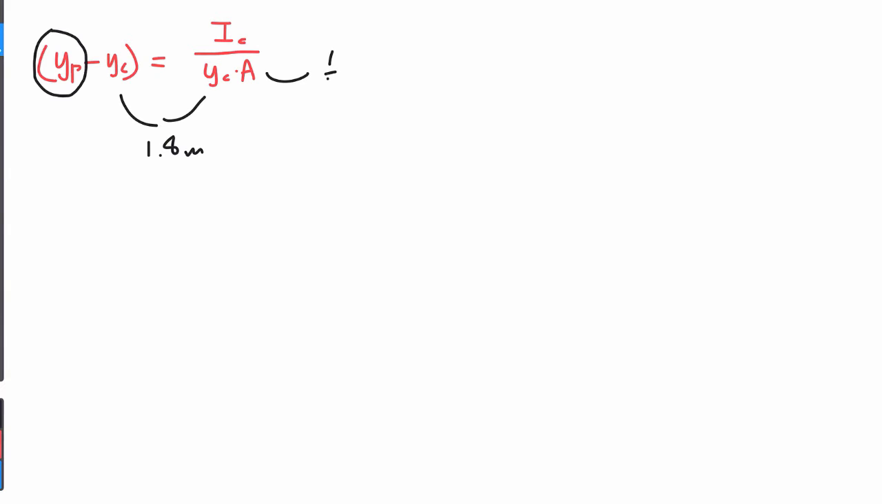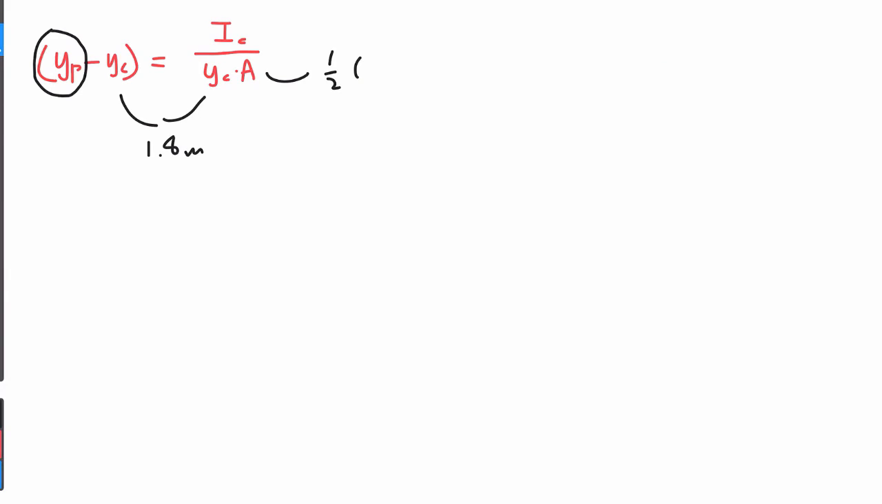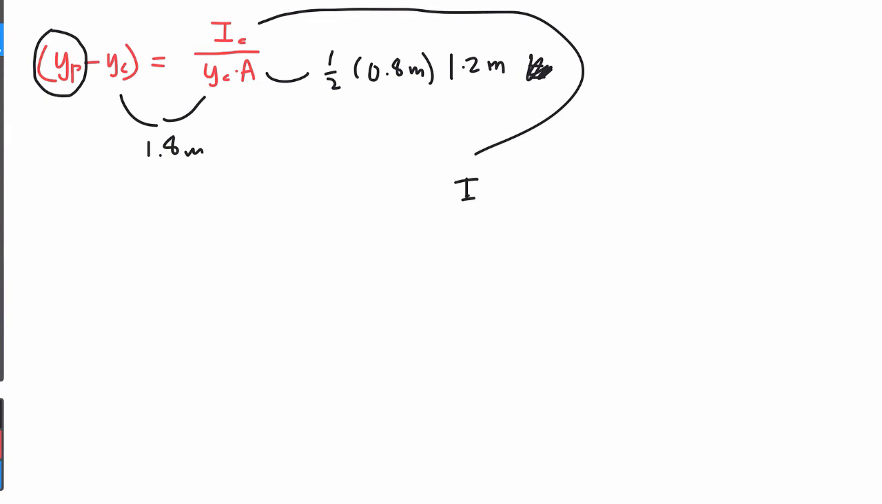We can compute the area, 1/2 the base, I don't recall the base, 0.8 meters. 1/2 0.8 meters times the height, which is 1.2 meters. And Ic for the centroid of a triangle is going to equal, let's look that up together because that's a bit confusing, this Ic value. So we want to know the moment of inertia about the centroid for an isosceles triangle, for which we know the base and the height. Okay, let's go look that up.